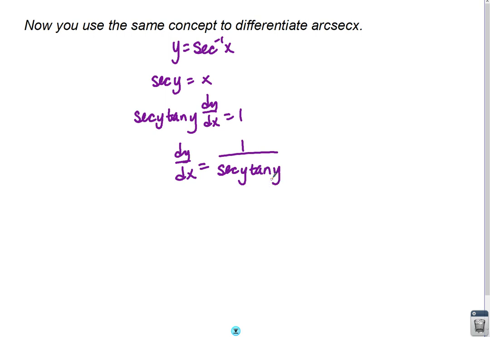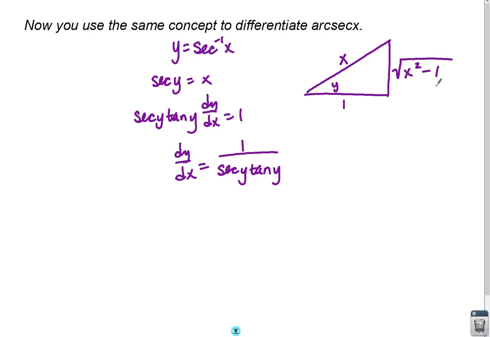Okay, so now I need to create my triangle to come up with relationships here for secant and tangent. Okay, so y, and I know that the secant of y, okay, secant is the reciprocal of cosine. Cosine is adjacent over hypotenuse. So that means secant is hypotenuse over adjacent. So that means my hypotenuse is x and my adjacent is 1. So that means my opposite side must be the square root of x squared minus 1.